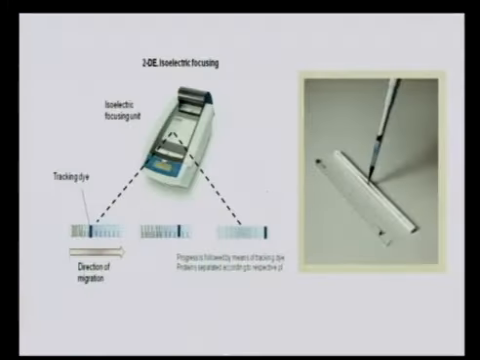Yeah. So in this image, you can see how the apparatus looks. This is the apparatus which we use to perform the isoelectric focusing. On the right side, you can see the IEF strips. Just now I mentioned that.